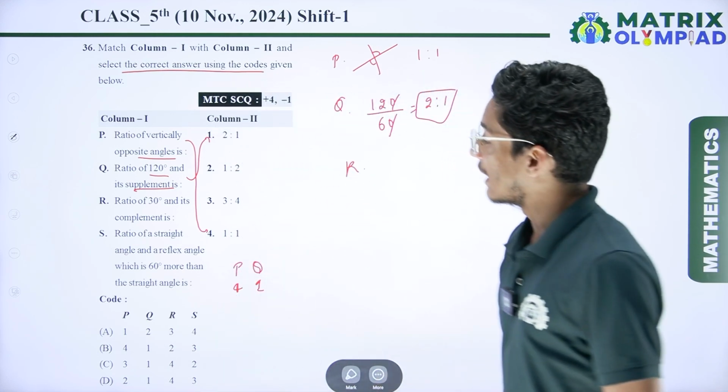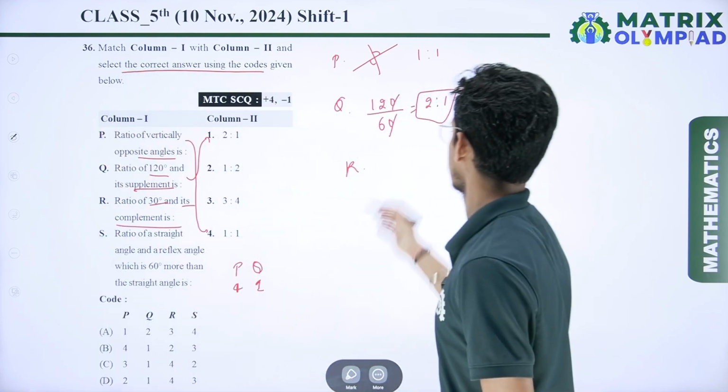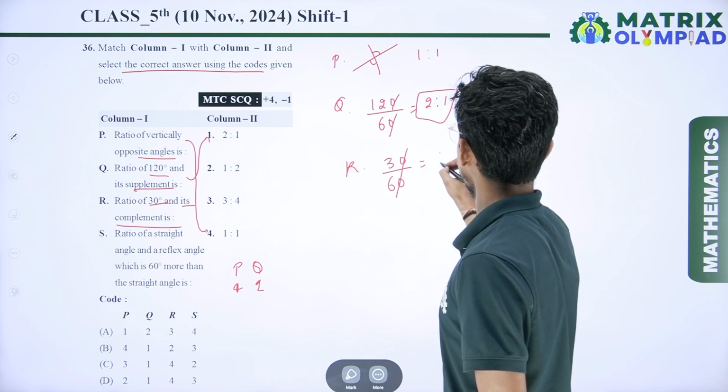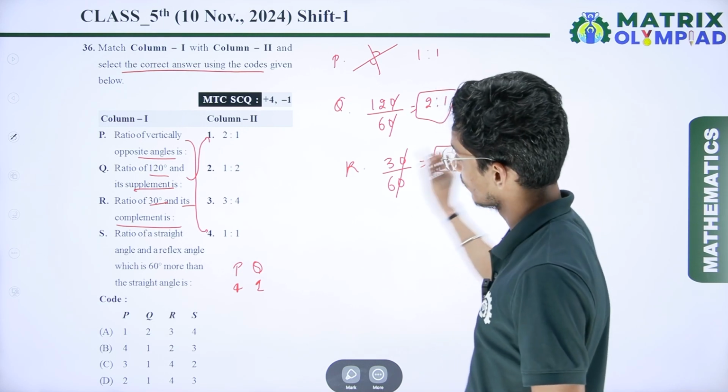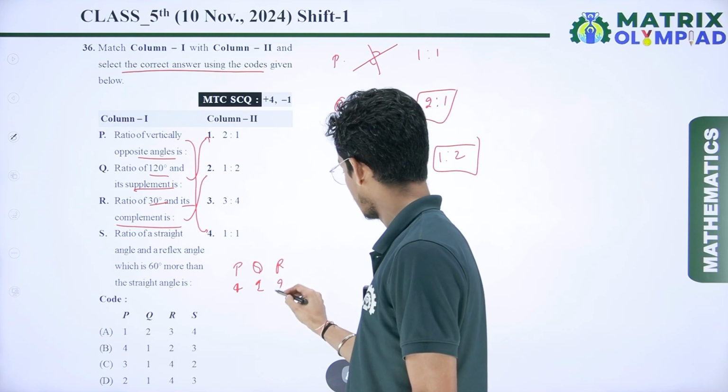Now R is the ratio of 30 and its complement. So 30 and its complement is 60. So here I get the ratio 1:2, which means R is connected to 2.